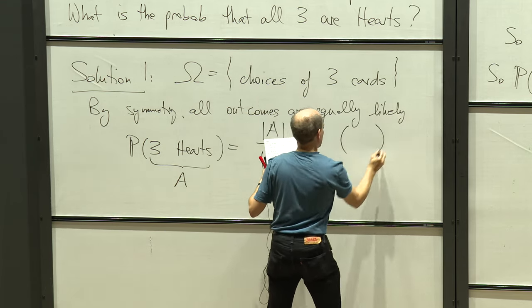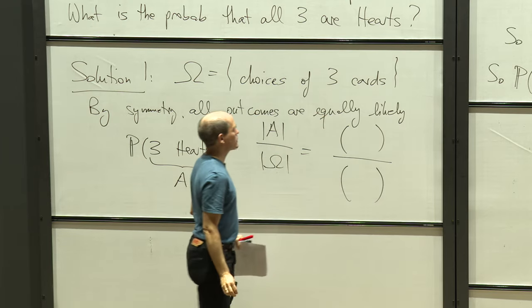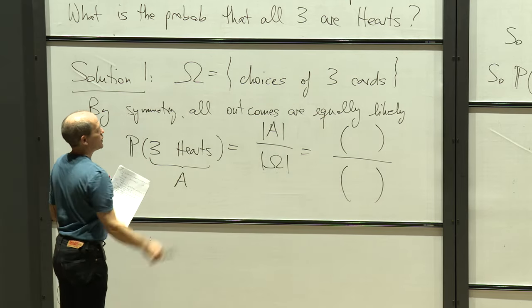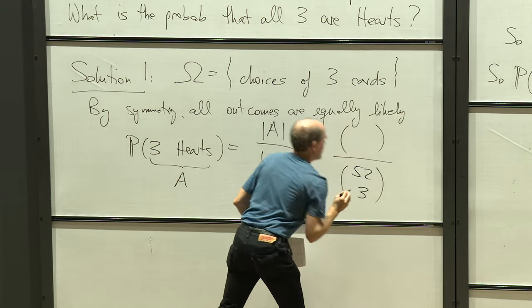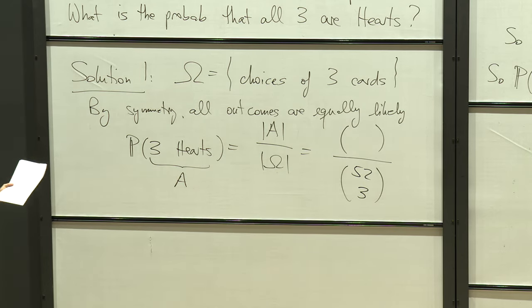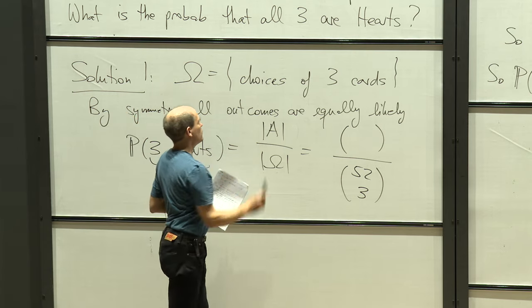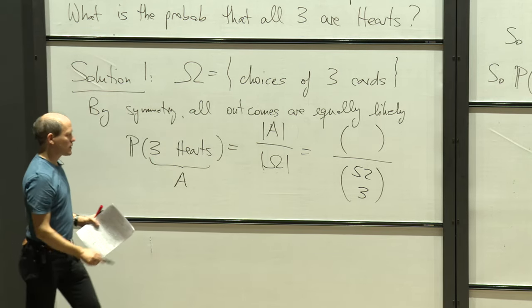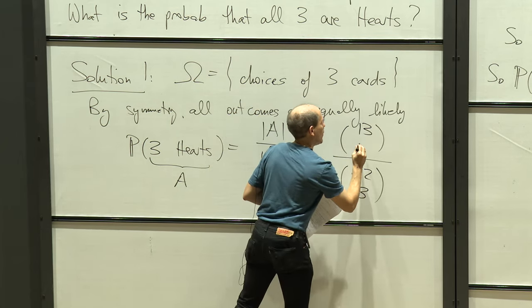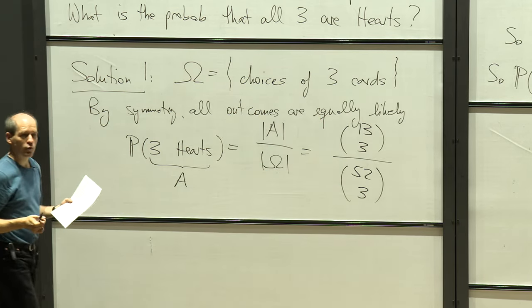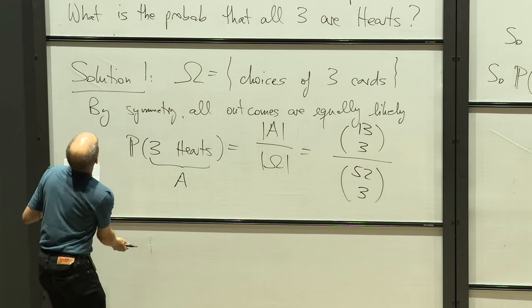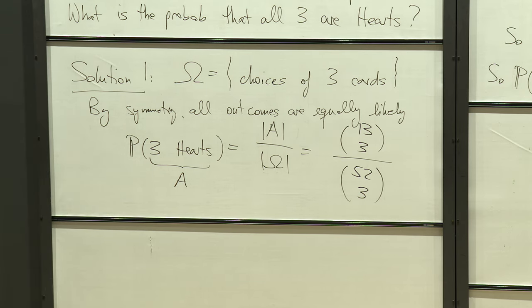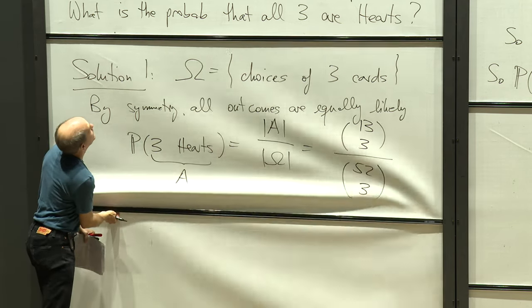And how many ways are there to choose three cards? Well, as far as omega is concerned, how many choices of three cards are there altogether? You've got 52 cards, and there are 52 choose 3 ways to choose three cards. Whereas in the numerator, we want them all to be hearts, so out of those 13 hearts, there are 13 choose 3 ways of choosing three cards. And that is an answer. So that is following our Monday of week one, lecture one reasoning.